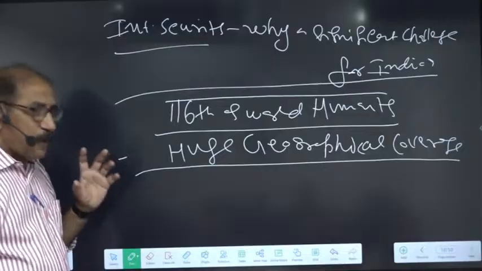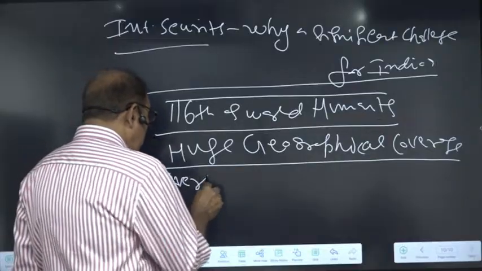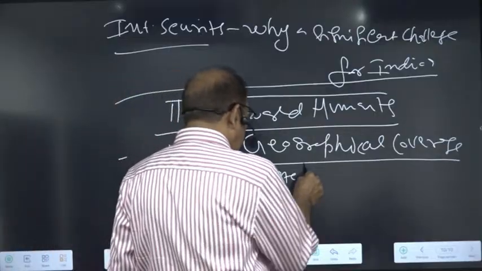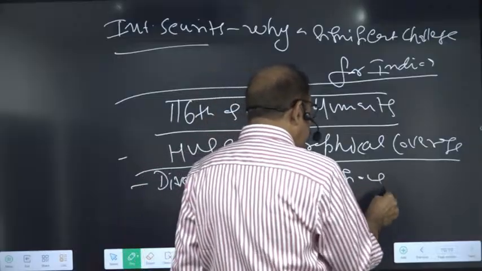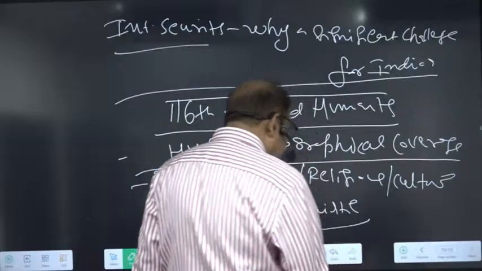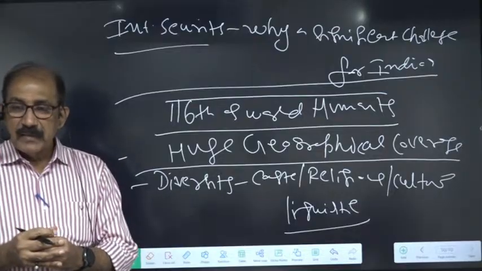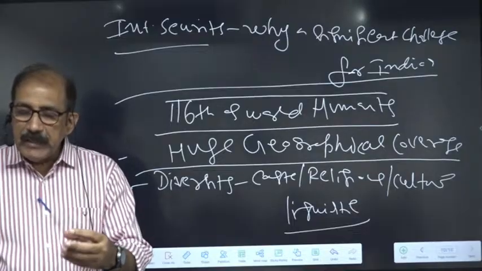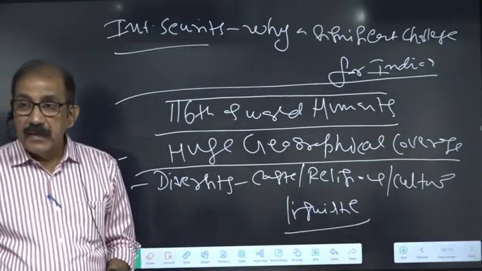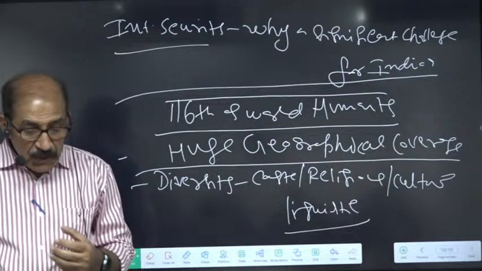Okay. The third point, and probably a very significant point, is diversity. When we talk about diversity, we talk about caste diversity. We talk about religious diversity. So many religions. We talk about cultural diversity. We talk about linguistic diversity. So many cultures, so many languages, so many religions. Now, diversity means what? Conflict. Conflict between people. Tamil Nadu, Hindi and non-Hindi, caste conflict, religious conflict, cultural conflict, linguistic conflict, huge diversity.